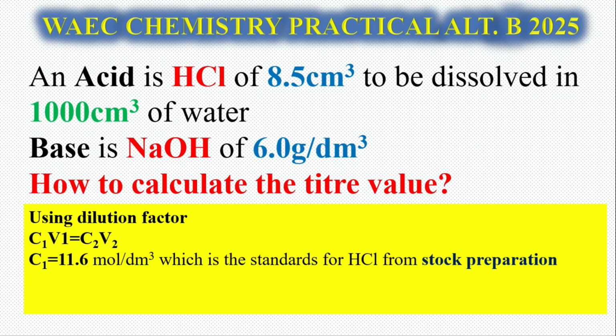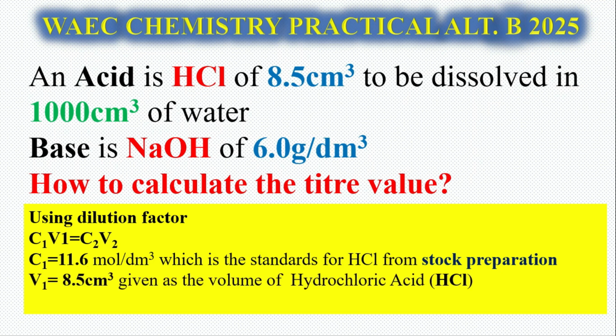For a teacher or tutor preparing students for Alternative B, there's a way you handle your calculated titre value without performing the practical. So we can use what is called the dilution factor. The stock concentration of HCl is 11.6 mole per dm³, while 8.5 cm³ is to be dissolved in 1000 ml of water. So we dilute 8.5 cm³ hydrochloric acid in 1000 ml of water.